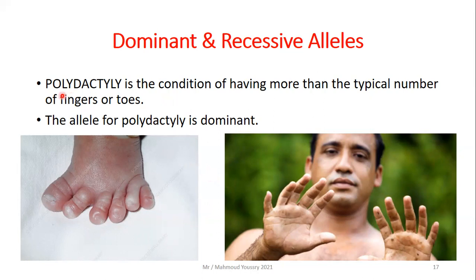There is a case named polydactyly. Polydactyly means the condition of having more than the typical number of fingers or toes. As you can see in the picture on the left, this is 6 toes, not 5. And in the picture on the right, this man has 6 digits, or 6 fingers, on both hands. The allele for polydactyly is dominant. Can you imagine this?